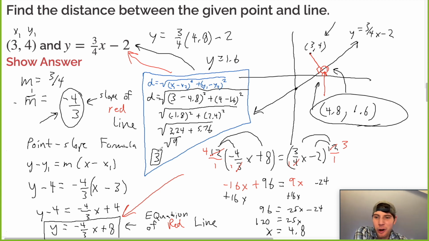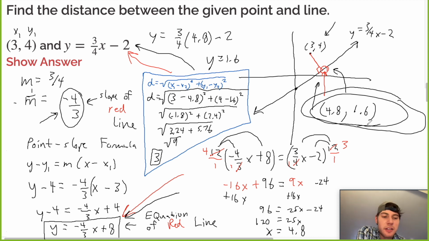We went all over the place with work. Hope this makes sense. First, we found the equation of the red line. Then we found the point where they intersect by setting the two equations equal. And now that we had 2 points, we used distance formula to find the distance between the points. So the answer to this is 3. We can actually click on show answer. So we got it right.